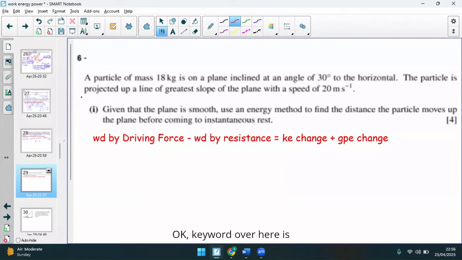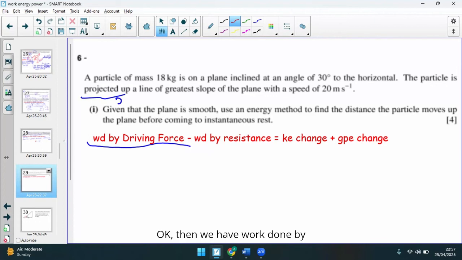Okay, the keyword over here is projected. Projected means it's launched. It's not like you're constantly pushing it or constantly driving it. You've basically thrown it and left it. So what this means is there's no driving force on there, because once you've launched it, you left it. It's traveling on its own. So projected basically means your driving force is zero.